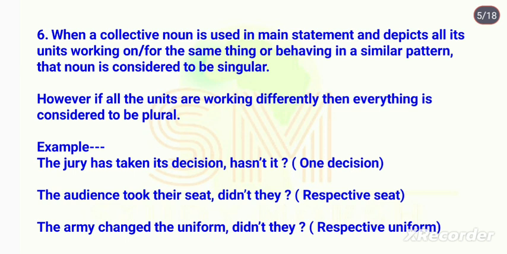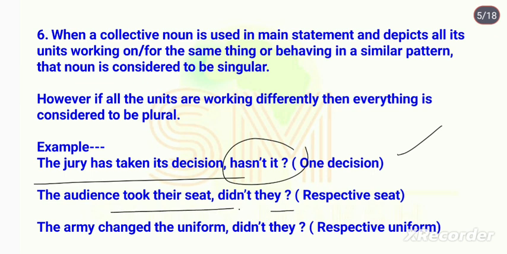Jury, whenever a jury takes a decision, what happens? There is one decision, so in that case it becomes singular. We can see an example here: the jury has taken its decision, hasn't it, because the decision is one. The pattern is one here, only one decision. The audience took their seats, didn't they? Because in an audience there are like 500 people, 100 people, 50 people, or even 10 people, they have different seats. So a different pattern and different behavior is there. That's why we use a plural question tag here.